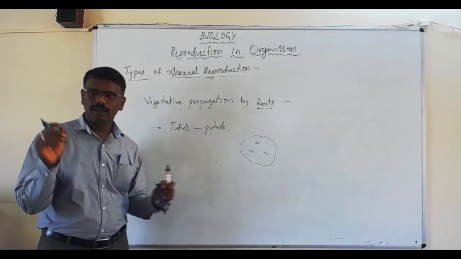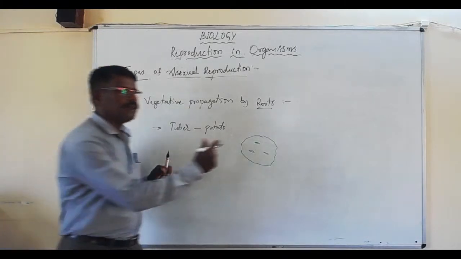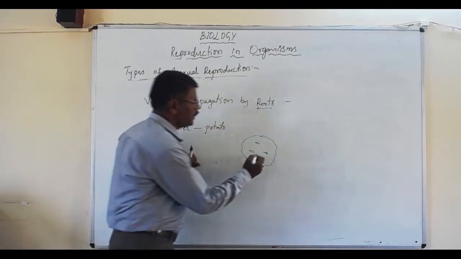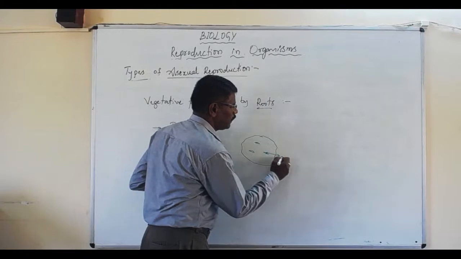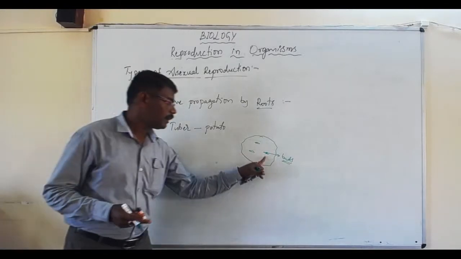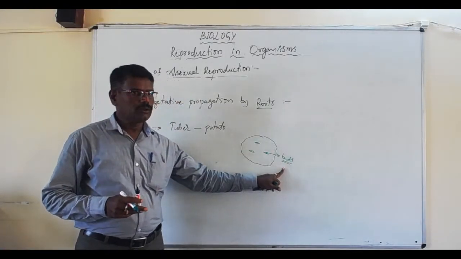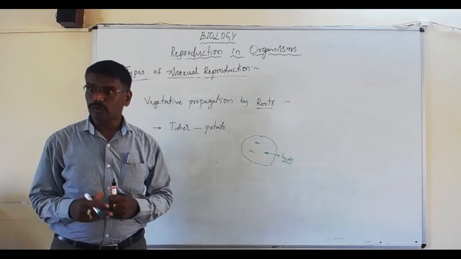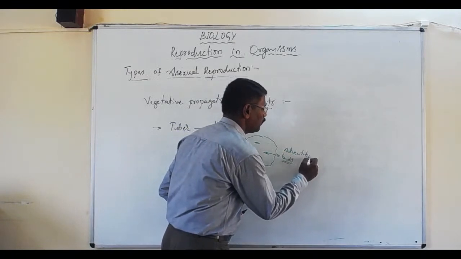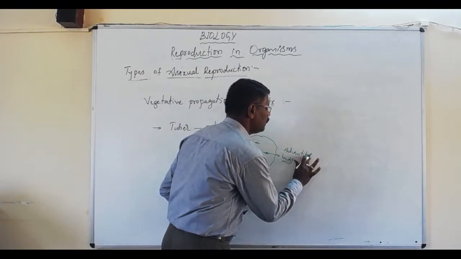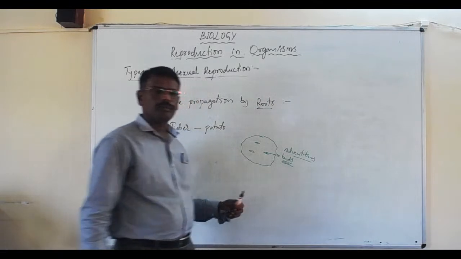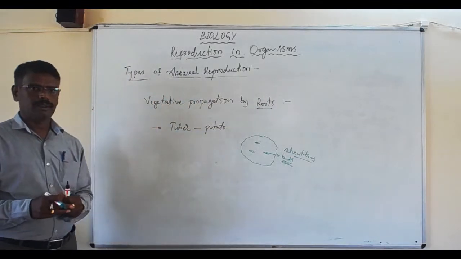there is presence of small eye-like spots. In those eye-like spots, there is growth of buds. These buds grow as a single individual. Each eye which consists of a bud is called an adventitious bud. What are adventitious buds?